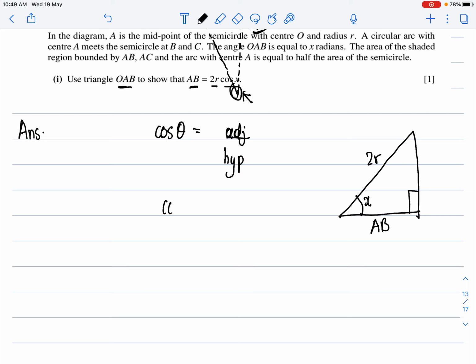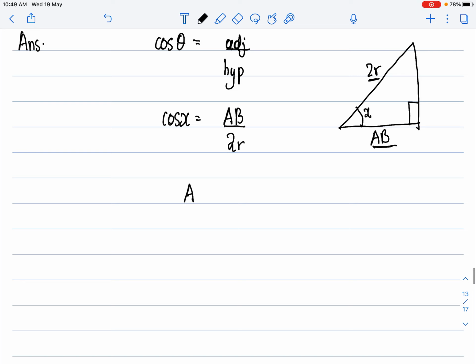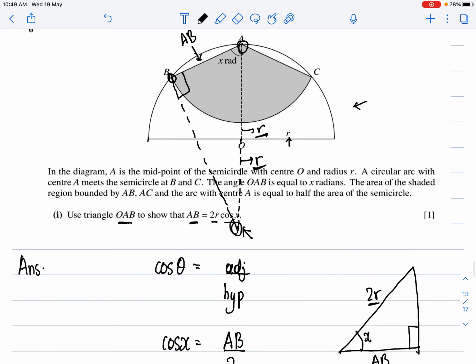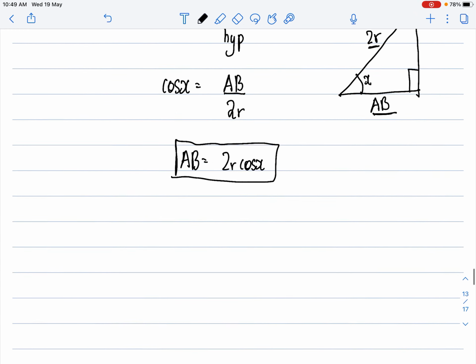So I can write this as cos x equals the adjacent, which is AB, over the hypotenuse, which is 2r. So I can simply state that AB is equal to 2r cos x, which basically we needed to prove. Okay, so a little bit of imagining skills is required here. But yeah, easy sum to solve, don't worry.